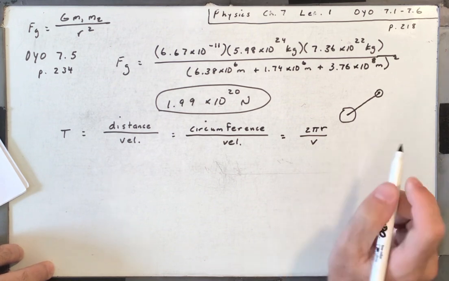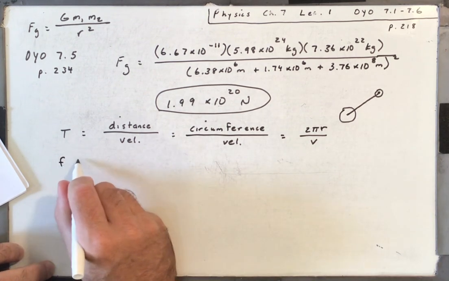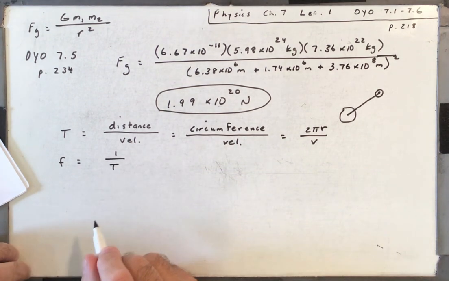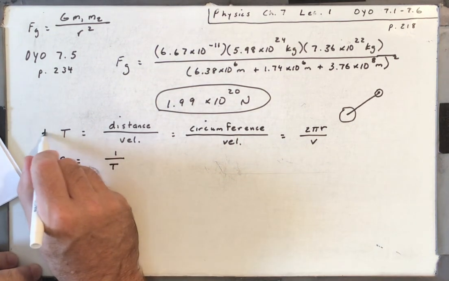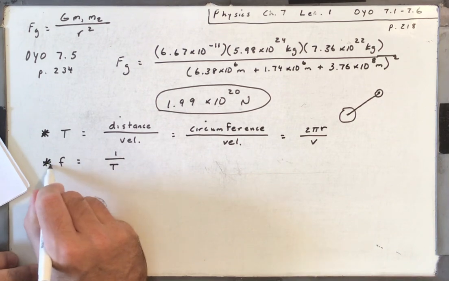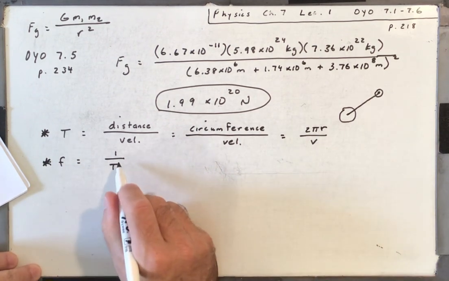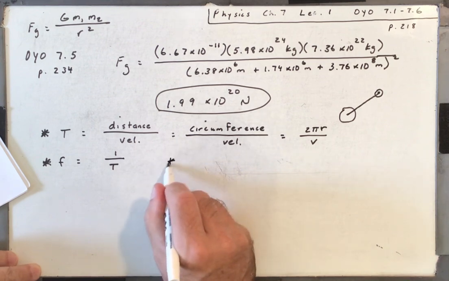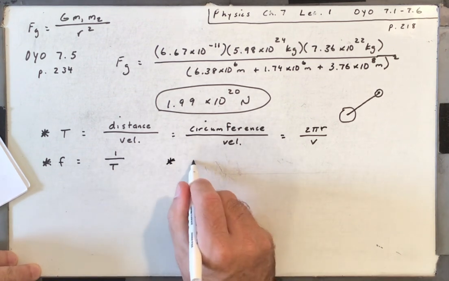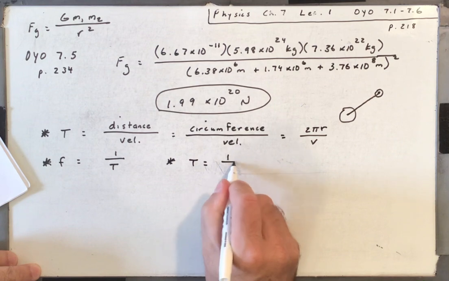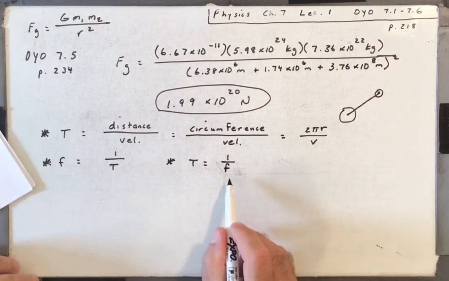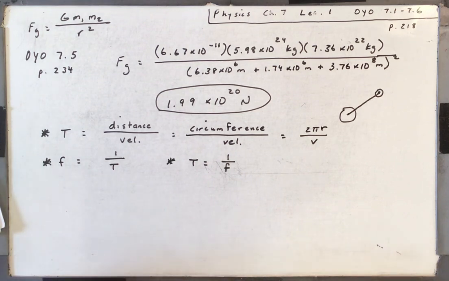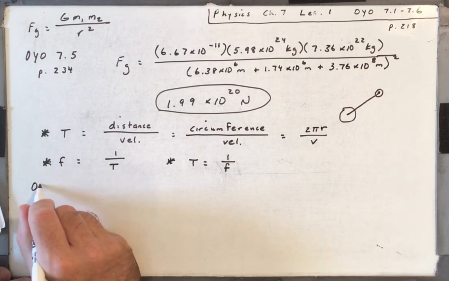Okay, and then frequency is just 1 over the period. So you need to memorize both of those, 2 pi r over v, and then to get frequency, 1 over the period. And also another way to do it, if you get frequency, the period is then just 1 over the frequency. So if you already have the frequency, you can get period the easy way like that. Okay, let's work on your own.